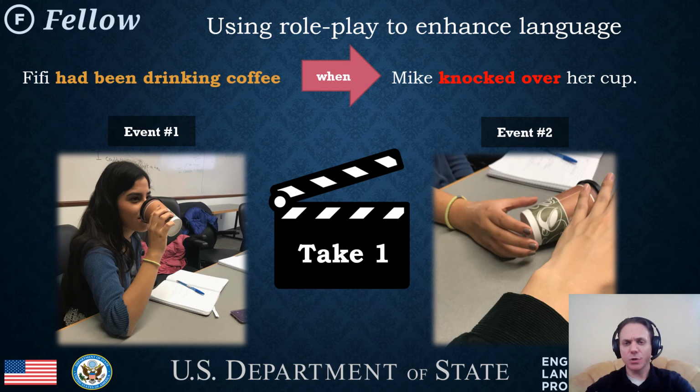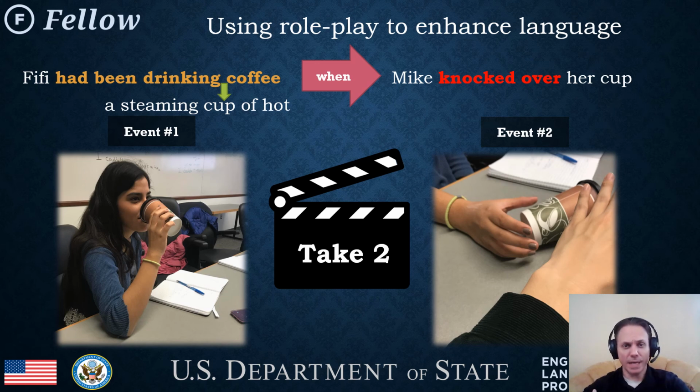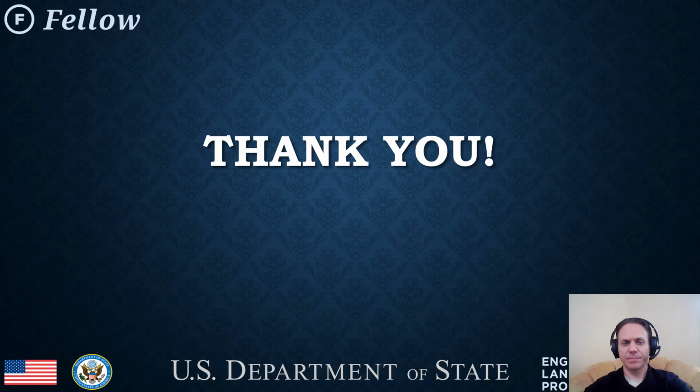So we can also use this to make things a little more explicit for higher level learners if we wanted. We could do a second example here. Fifi had been drinking a steaming cup of coffee when Mike knocked over her cup while reaching for his book, to just make it a little bit higher for those higher level learners.